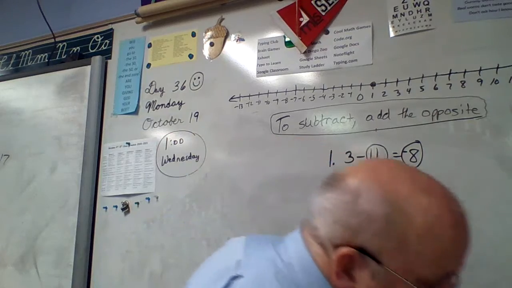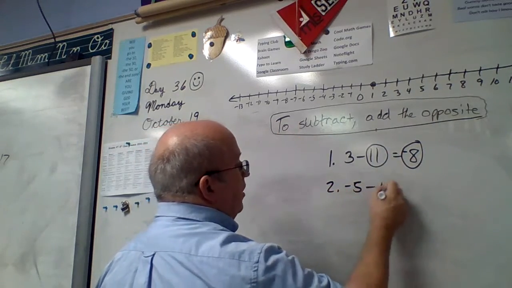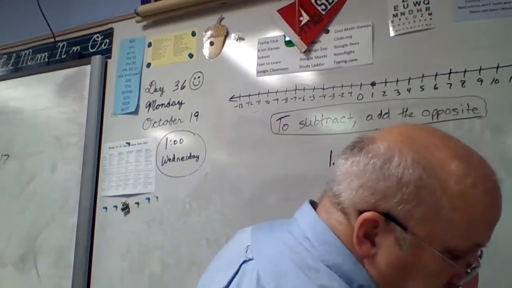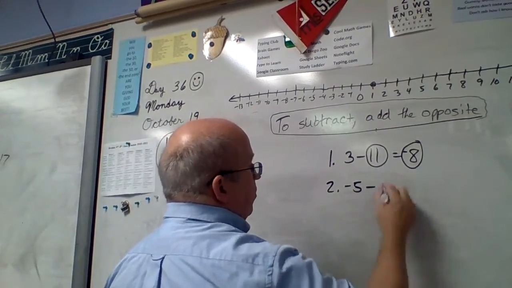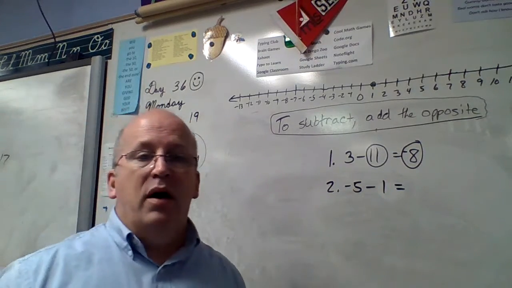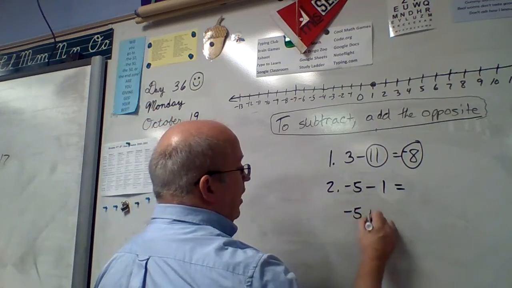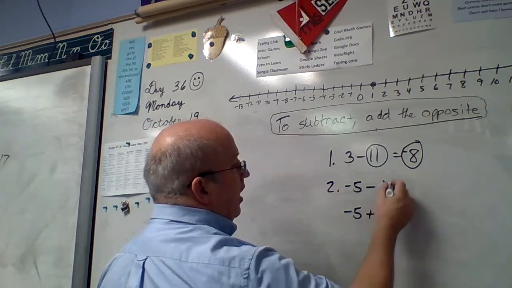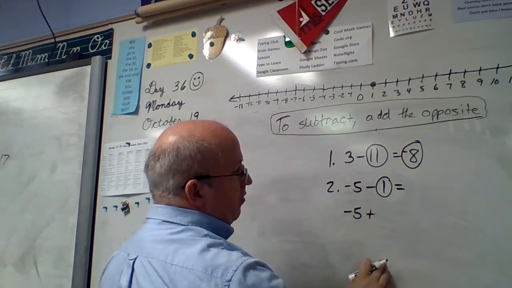Okay, let's try number 2. Number 2 says negative 5 minus 4, but I'm not going to do that problem. I'm going to do something a little bit different. What if it was negative 5 minus 1? Negative 5 minus 1. Okay, the rule says to subtract, I add. What do I add? I add the opposite of that second number. What's the opposite of 1?